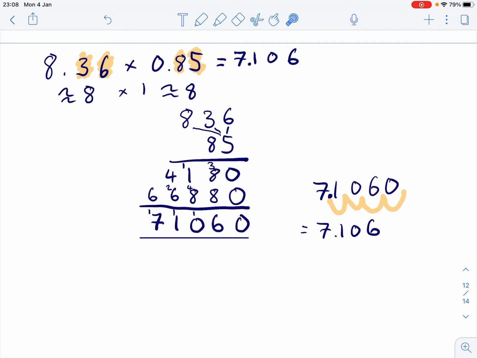Okay, I hope you found that helpful. Of course, there are other ways to go about the multiplication, but the general process will always be the same.